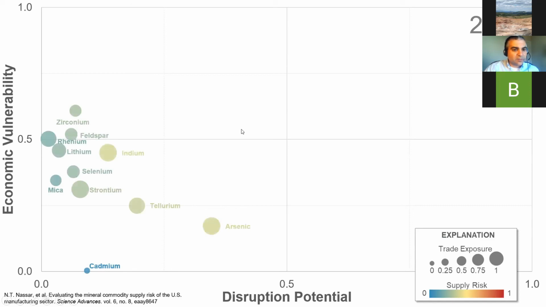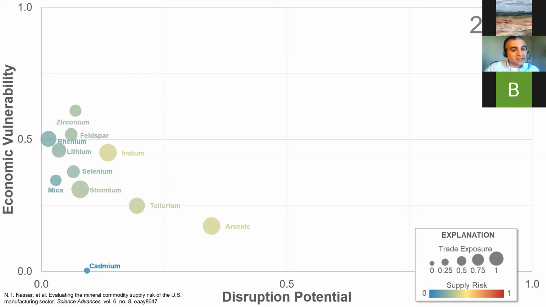So again, in the bottom left quadrant, you have things that have low supply disruption, low economic vulnerability. So things that come up here include cadmium, arsenic, tellurium, strontium, selenium, mica, etc. Folks might be surprised to see lithium on here. In general, there's obviously a lot of production of lithium globally, especially in the last couple of years, with Australia ramping up production. The US, at least in the recent past, 2016, was not necessarily a large producer of lithium-ion batteries. This, of course, might change. So it'll be important to see how this changes in the future.